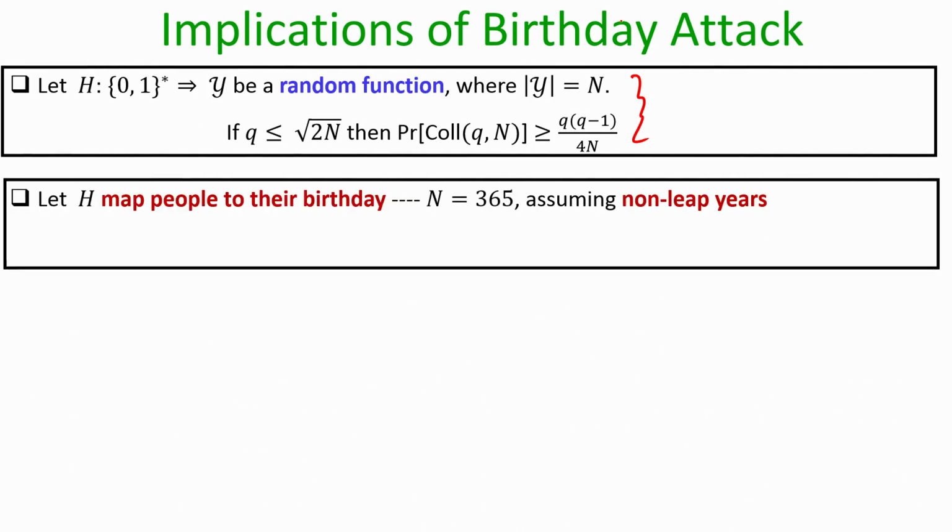Now, you might be wondering why this generic algorithm for finding a collision is given the fancy name birthday attack. This is due to the fact that whatever analysis we have done, you can model as the following computer science problem. Imagine that you have a set of q random people sitting in a room, and each of them has a birthday. You can imagine that the function h maps the people to their birthdays, and we assume that the birthdays fall in a non-leap year. So, the number of candidate birthdays is 365 possible values.